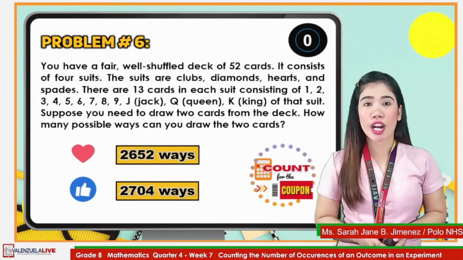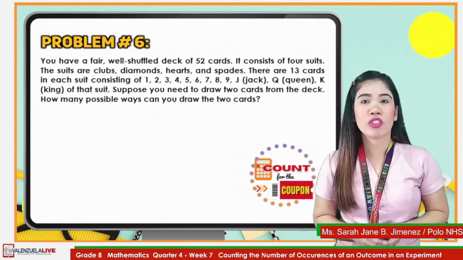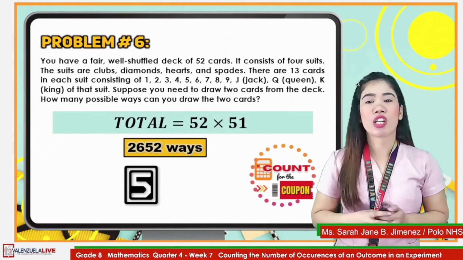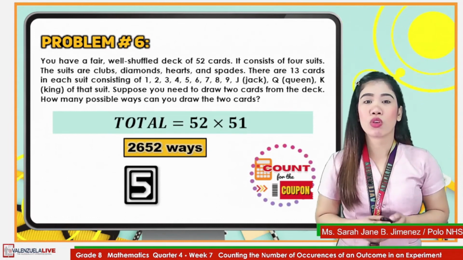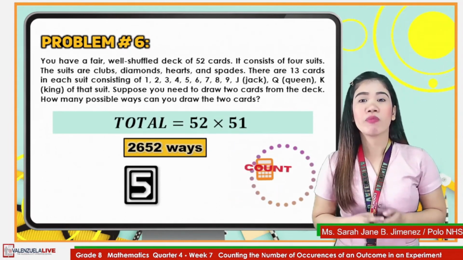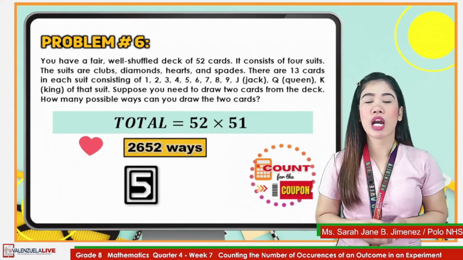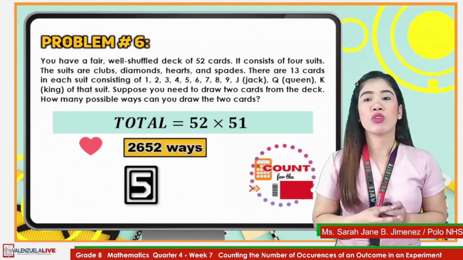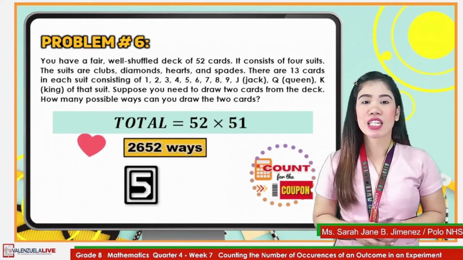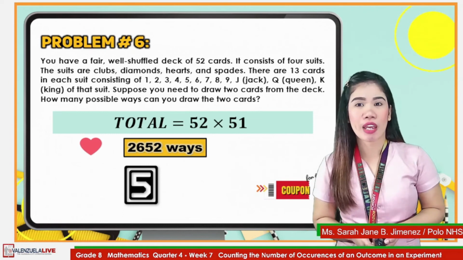If you chose heart, then you are right. There are 52 ways to draw the first card. There are 51 ways to draw the second card. Therefore, 52 times 51 is equal to 2,652 ways to draw the 2 cards. The last character for the code is 5.